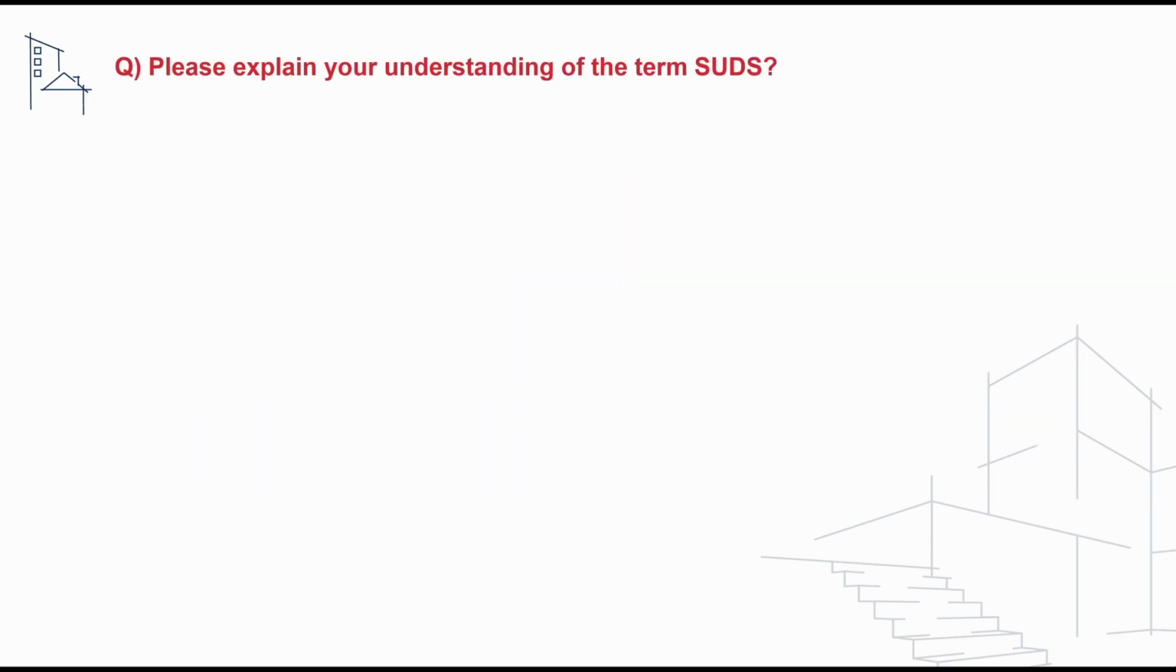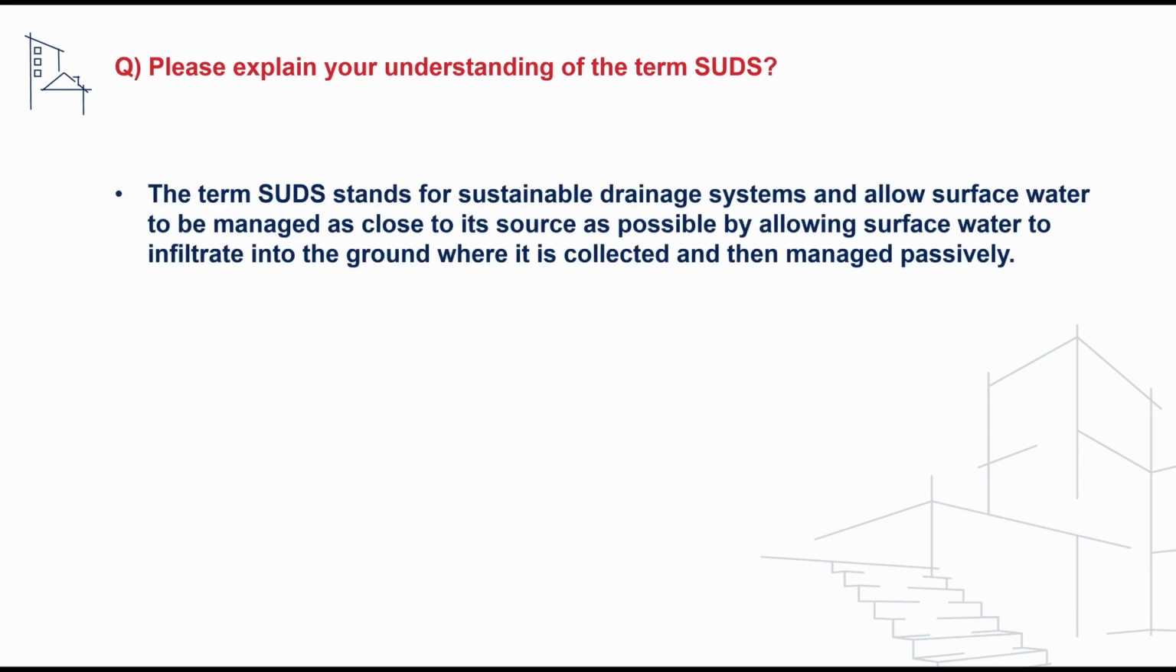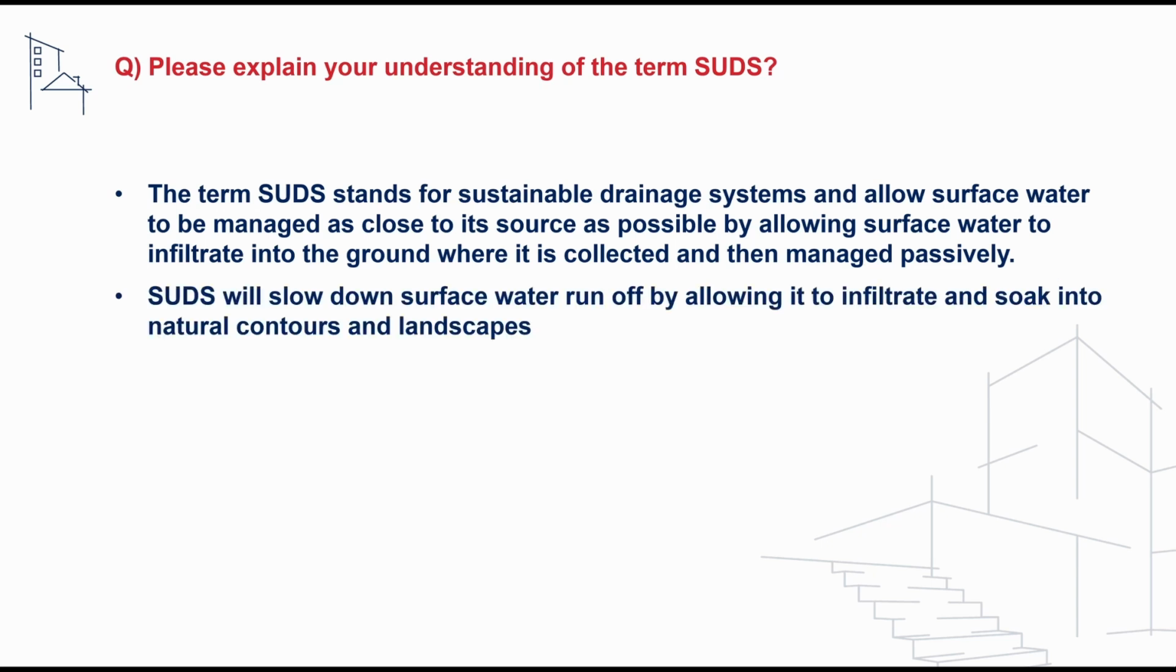We may also be asked a question of our understanding of the term SUDS, and to address this we can say that the term SUDS stands for Sustainable Drainage Systems, and these allow surface water to be managed as close to source as possible by allowing surface water to infiltrate into the ground where it is collected and then managed passively. SUDS will slow down surface water runoff by allowing it to infiltrate and soak into natural contours and landscapes.